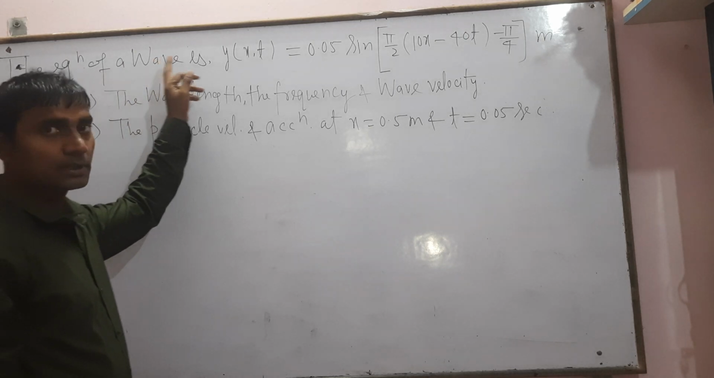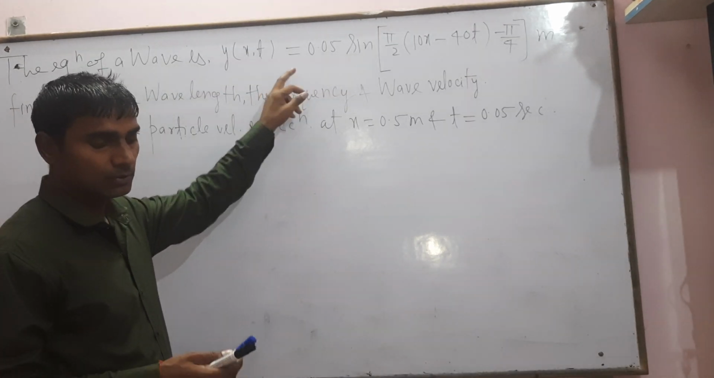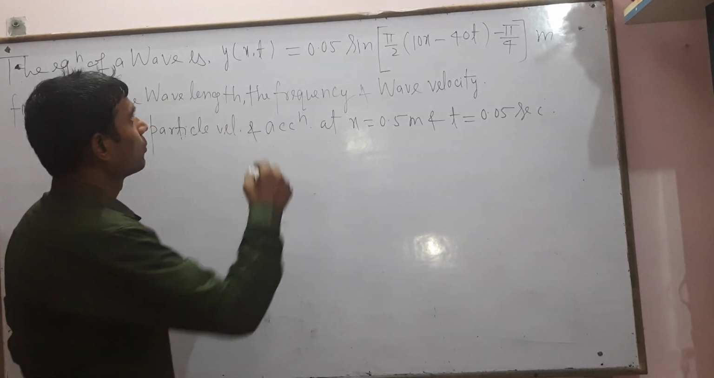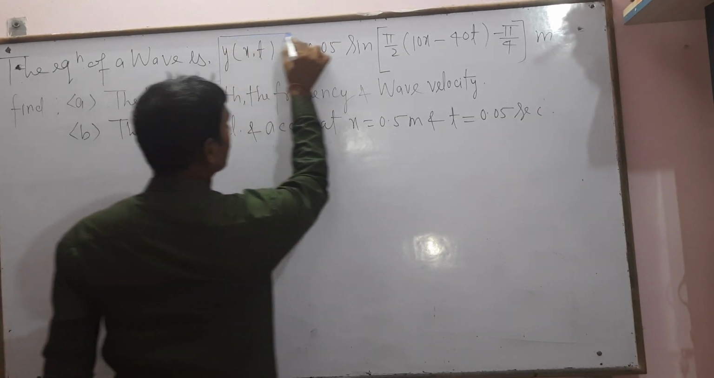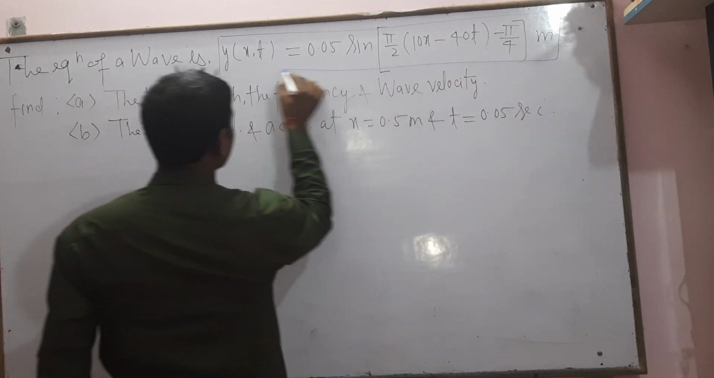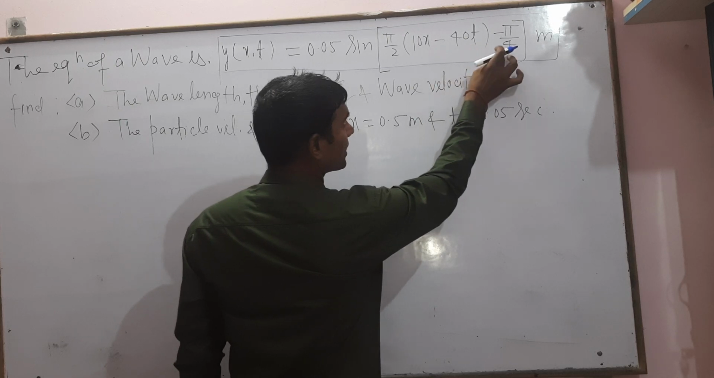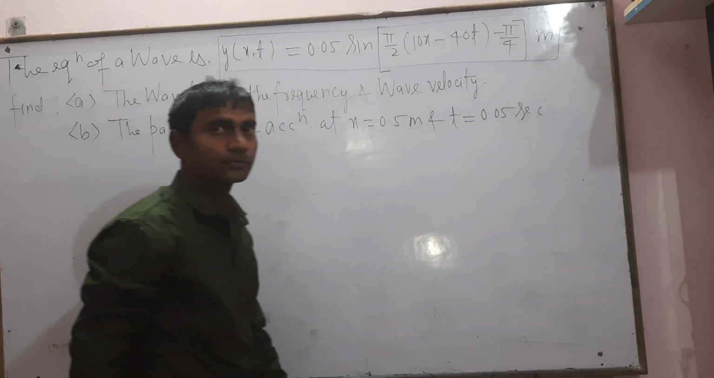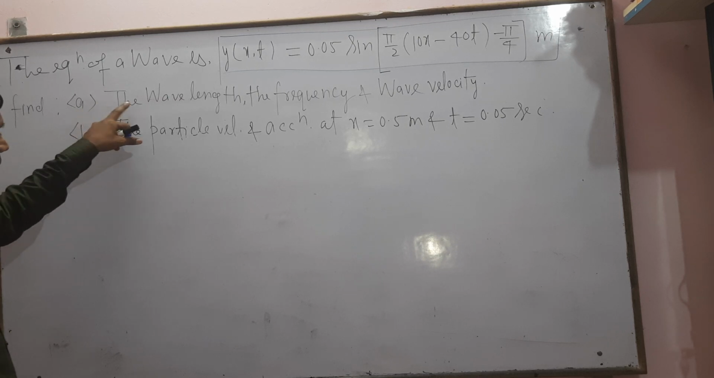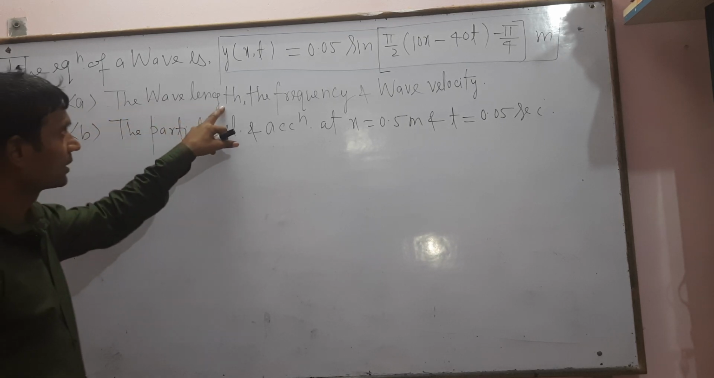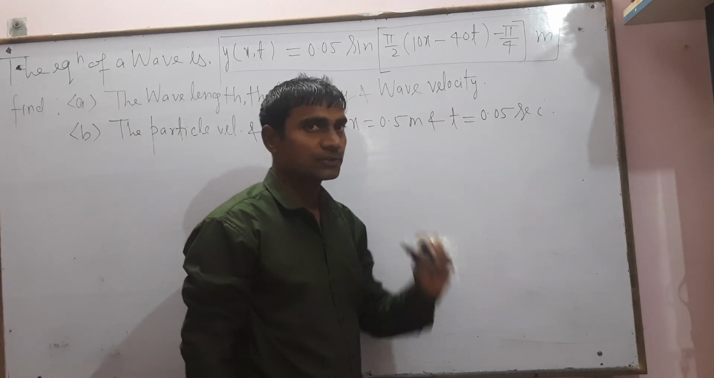The equation of the wave is y(x,t) = 0.05 sin(π/2 (10x − 40t) − π/4) meters. Find, in the first point, the wavelength, frequency and wave velocity.